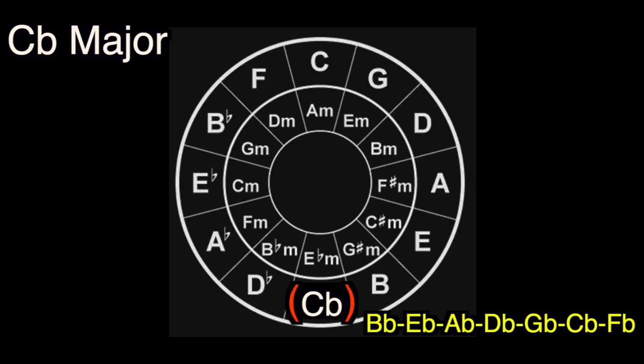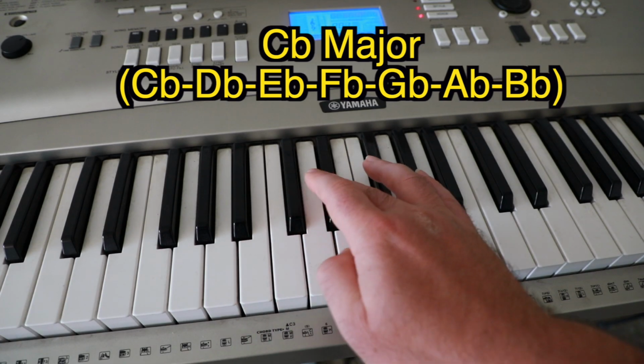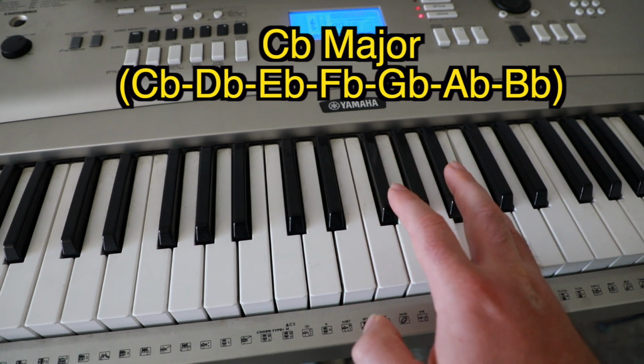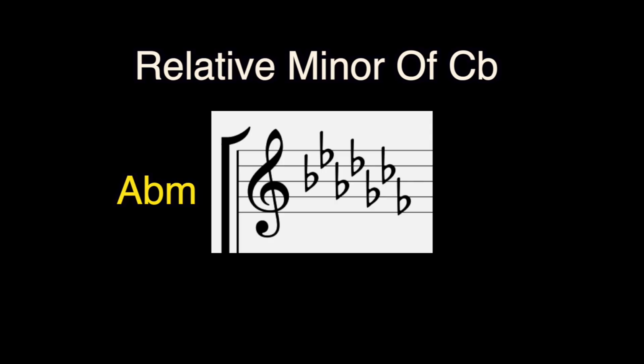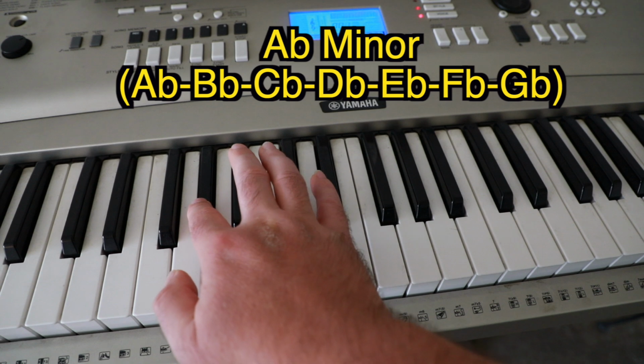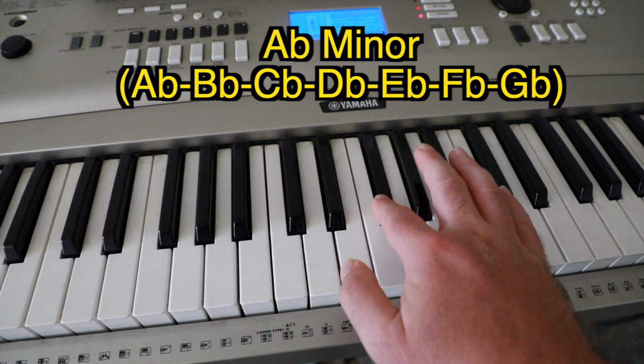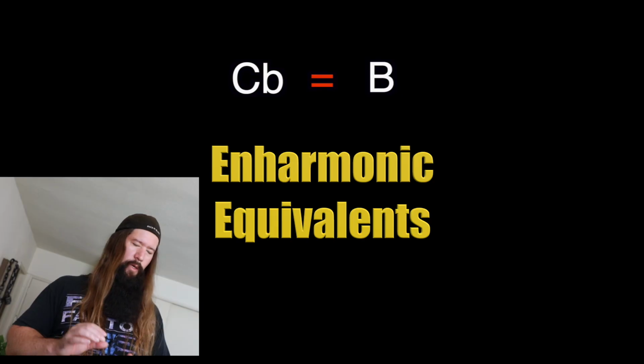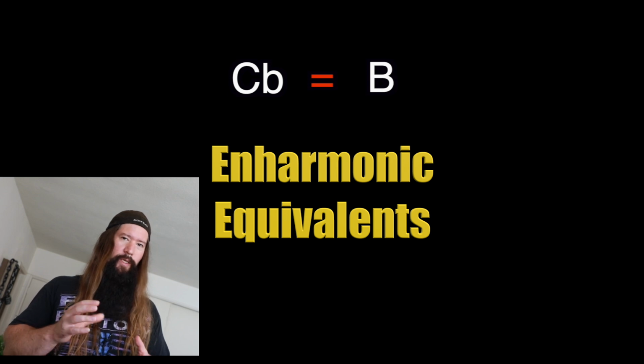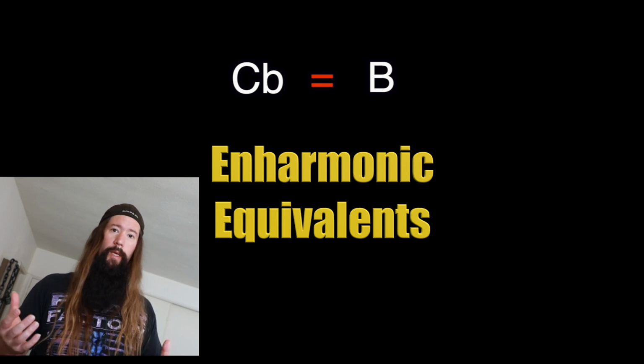And finally, the last key is C flat, containing B flat, E flat, A flat, D flat, G flat, C flat, and F flat. Relative minor is A flat minor. Now keep in mind, C flat is enharmonically equivalent to B. I'd much rather read a piece of music in B than C flat though. What a mess. Ha ha ha ha.